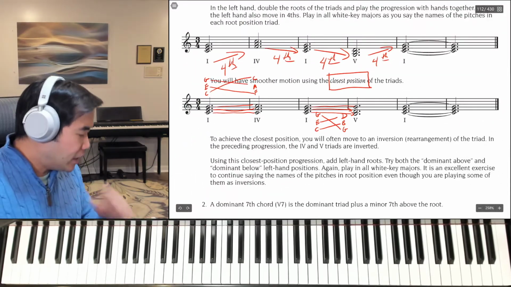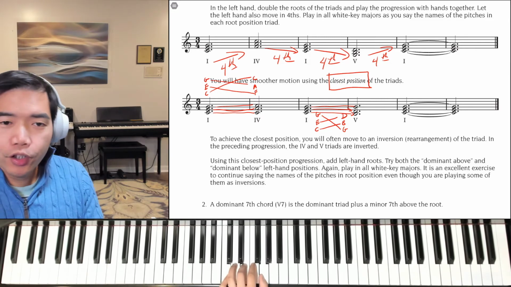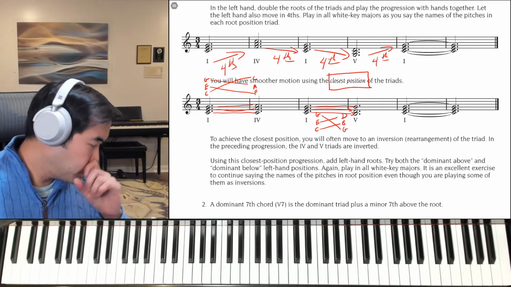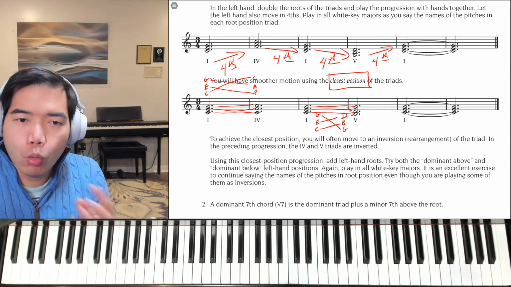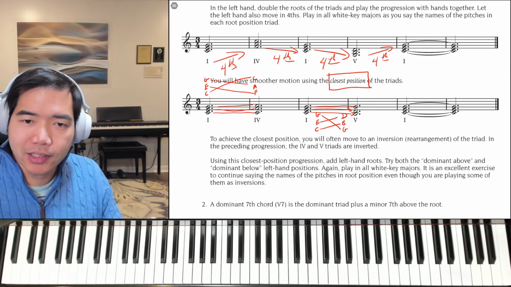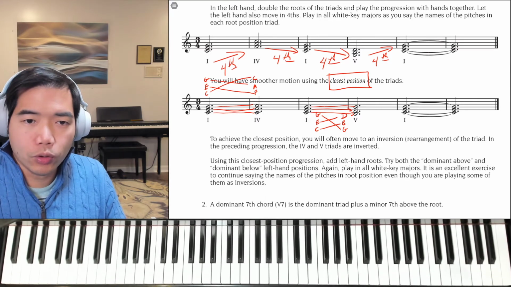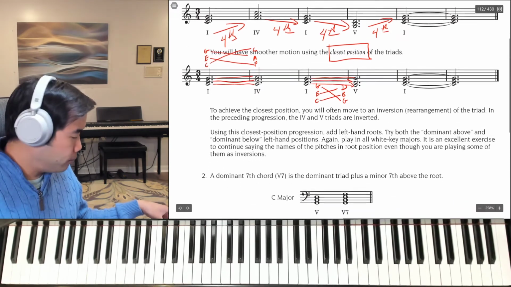Now, if we actually play this, you've been playing this all along. This is the C major cadence. But now we want to understand why the cadence exists as it is. And the reason is because it follows good part writing rules. And it sounds better to our ears because it's more linear.